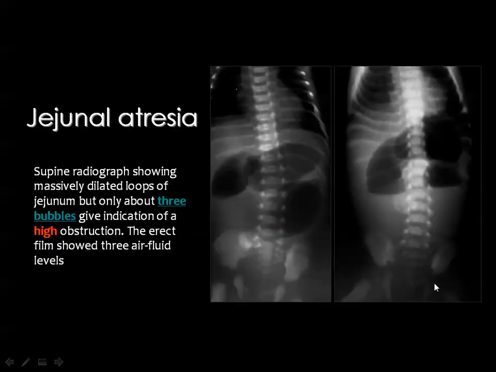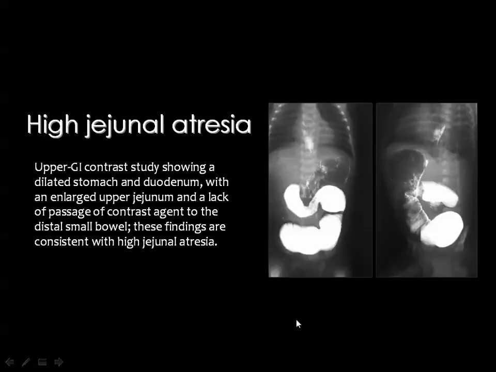Then the triple bubble sign or the three bubble sign means that there is high small bowel obstruction in the proximal jejunal loops. Three bubbles are seen in the stomach, in the duodenum, and in the proximal jejunal loop. And if you give barium, you can see that the stomach is dilated, the duodenum is dilated, and the proximal jejunal loop is also dilated.